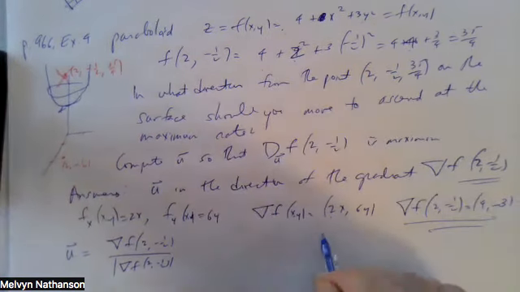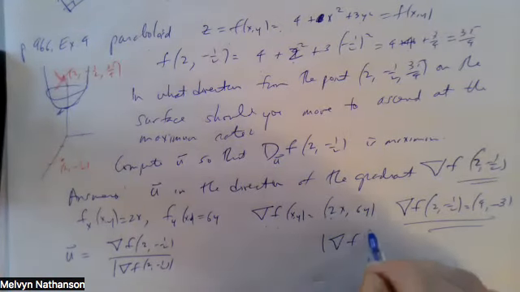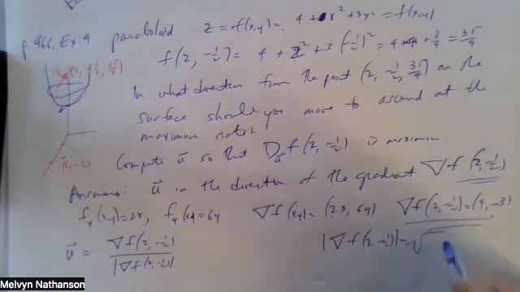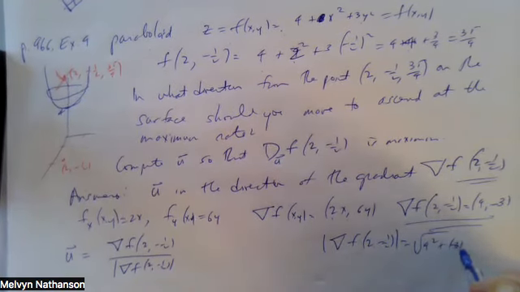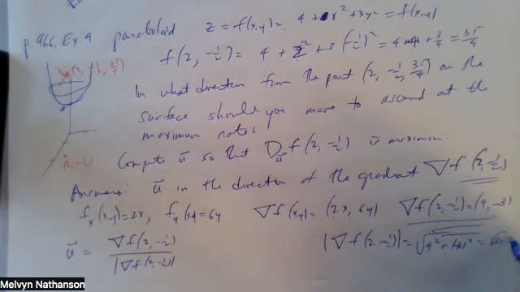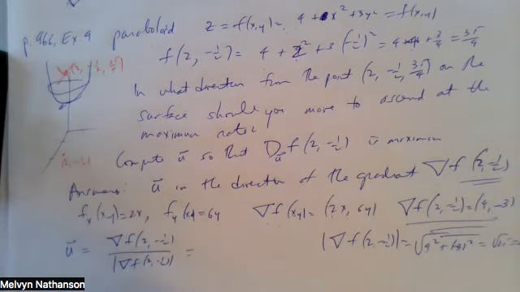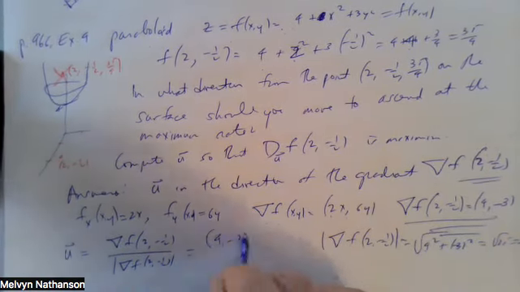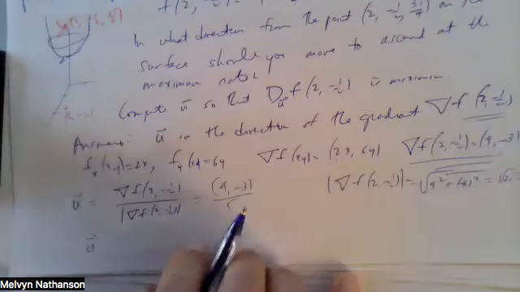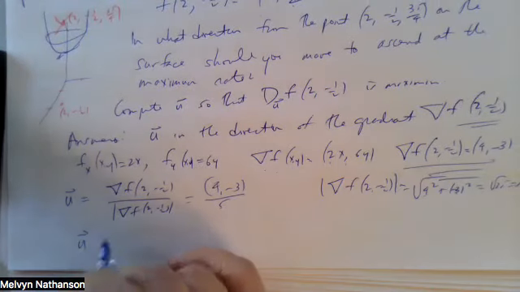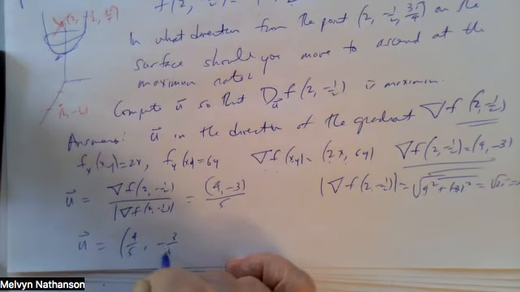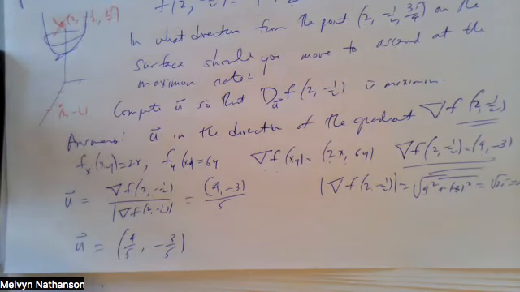If this is the gradient, what is the length of that vector? The coordinates are 4 and minus 3. It's the square root of 4 squared plus minus 3 squared. This is 16 plus 9, square root of 25. That's 5. So this is going to be 4, minus 3, over 5. So the unit vector u, the direction in which we increase most rapidly, is 4/5, minus 3/5.